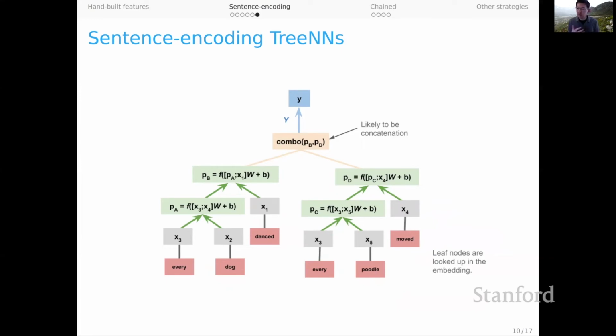It can be tricky to implement these efficiently, but conceptually, it's a very natural thing where you just repeatedly have a dense layer at every one of the constituent nodes on up to a final representation here, PB and PD, that is then fed into the classifier layer in just the way we've done for the previous models. So those are the sentence encoding RNNs. Now let's move to a different vision.